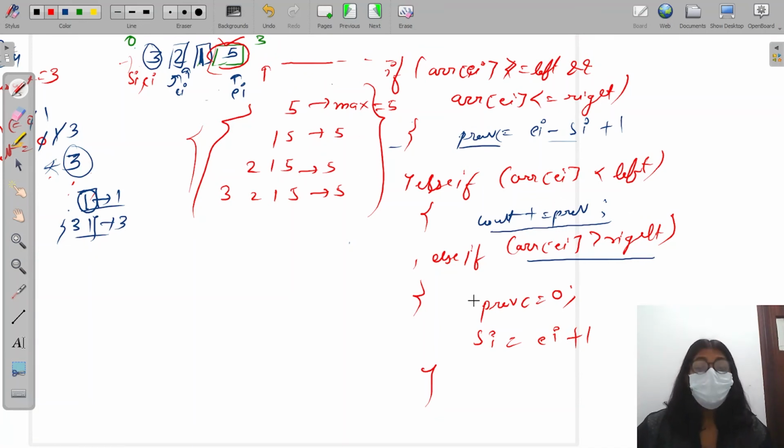Okay, then comes my third case where my index element is greater than my right. So my max is going to be greater than my right for all the possible subarrays, right? So we don't have to include any count. We don't have to do anything in my count. I will set my previous count to 0. I will start from some new index. Okay, so let's start the code for this.